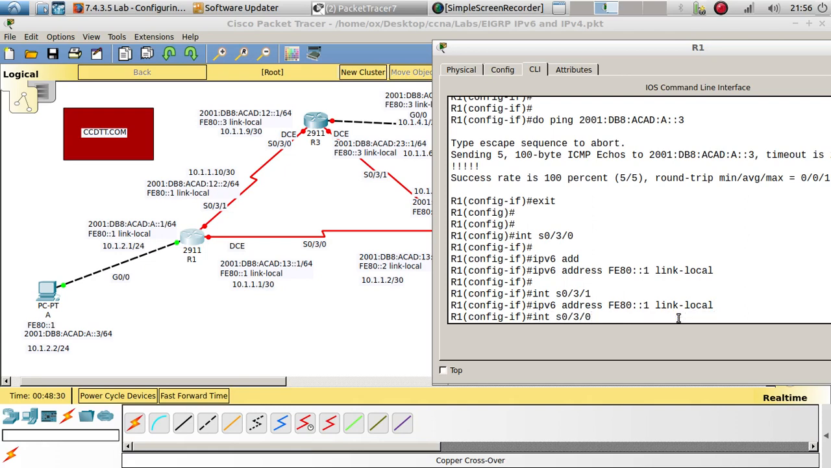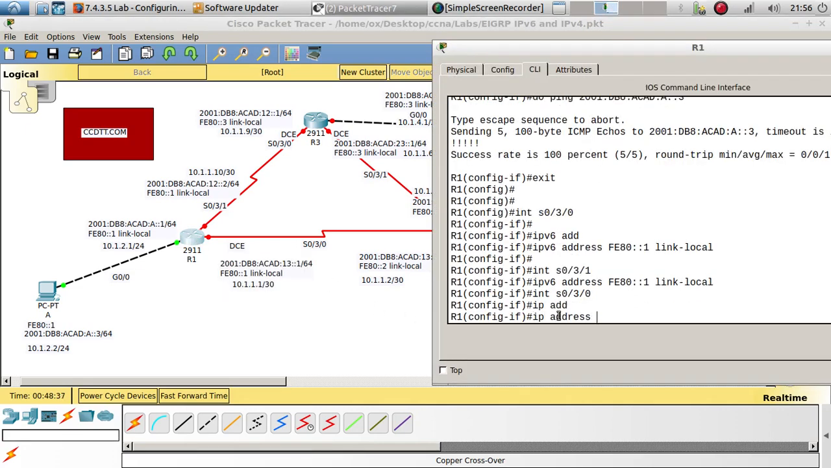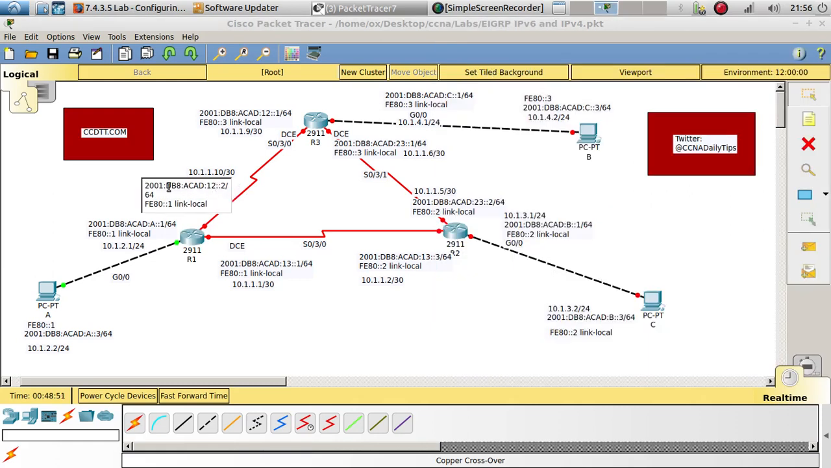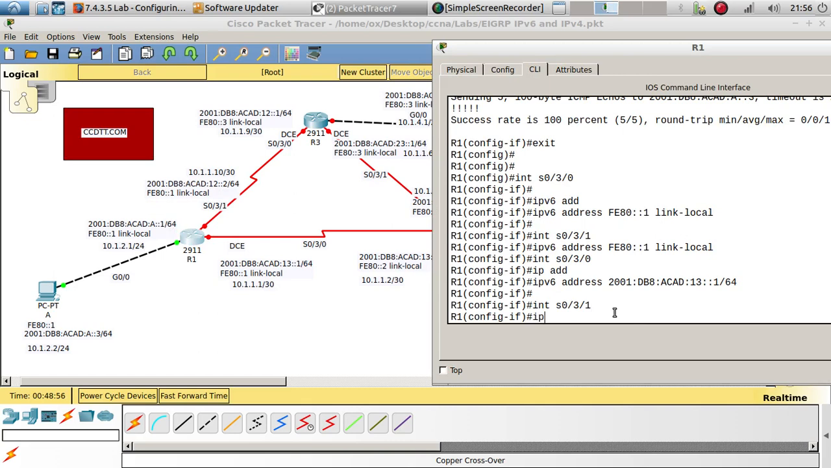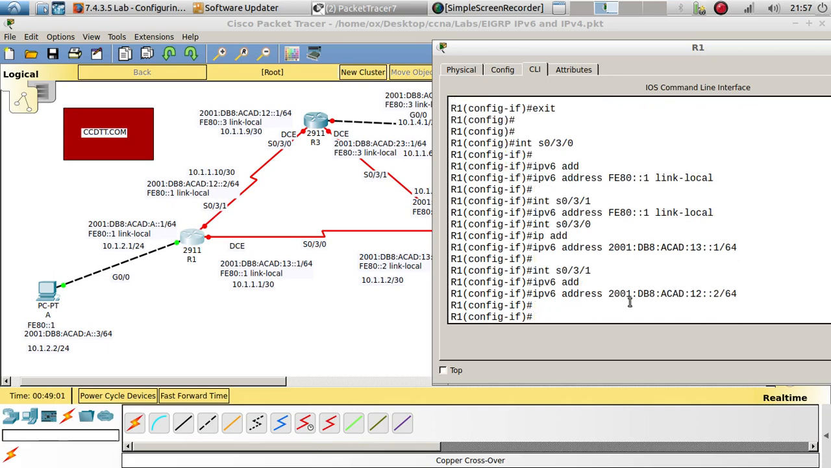Now let's go back to this interface right here and configure it. This is the IPv6 address. I'm sorry for that. Let's just paste that here. Let's go to 0/3/1, and let's configure this one. Copy it, IPv6 address, paste that here. And now we have configured these two interfaces and this other one, so that makes 3 interfaces.